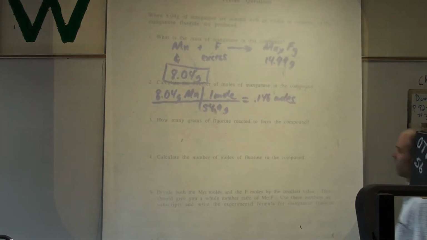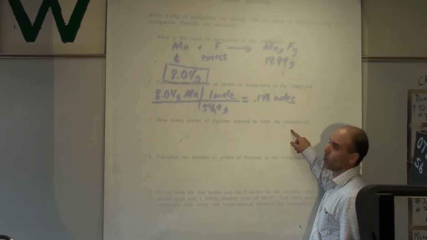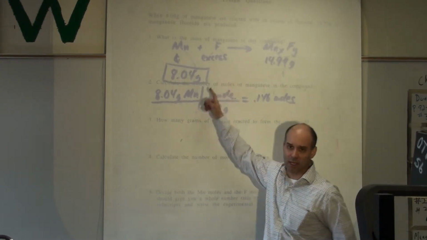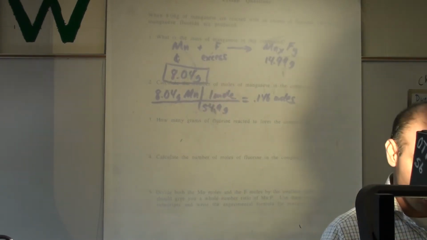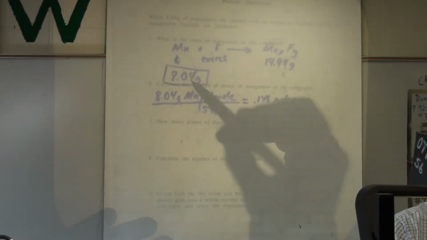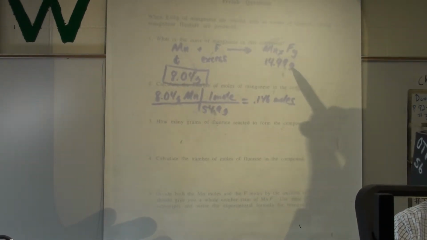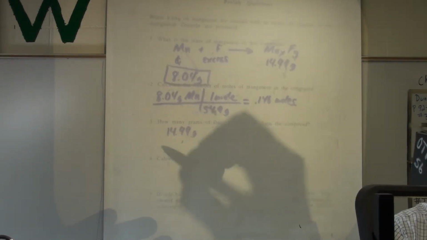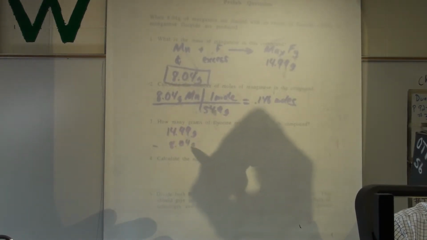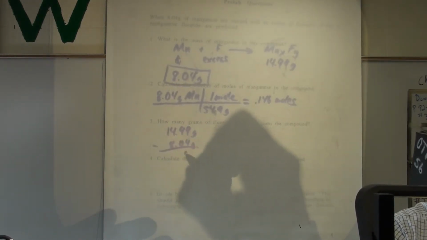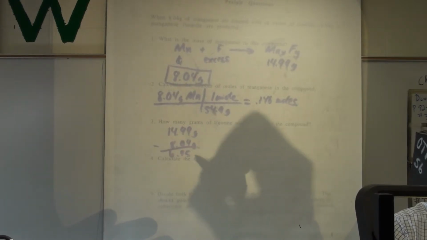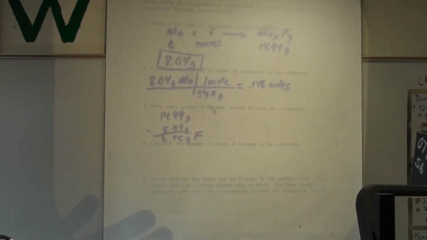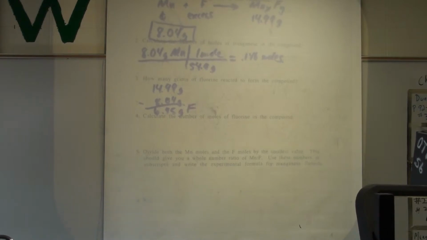In step 3, it says how many grams of fluorine reacted. Well, how do we figure out how much fluorine reacted when there's excess? They didn't give us a number. Well, if we know that all the manganese reacted, and we know that the product weighs 14.99, then all you have to do is subtract. So 14.99 grams minus 8.04 gives me 6.95 grams of fluorine. So that's how I figure out how much fluorine reacted.